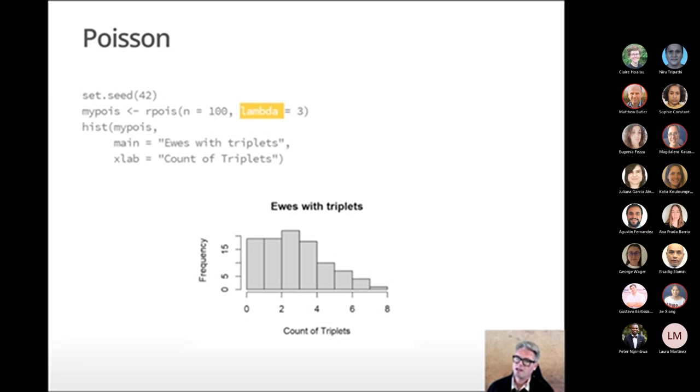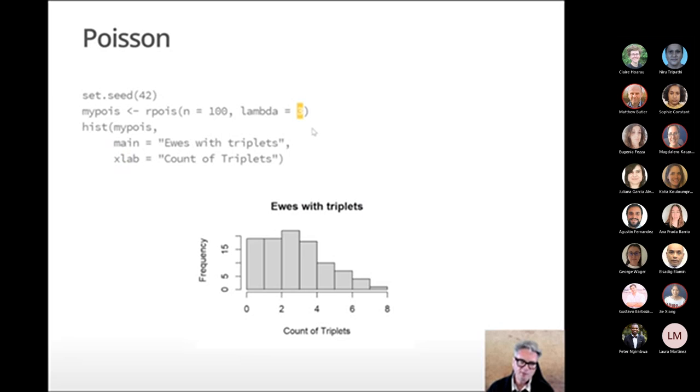All right, so let's make a histogram. I've set the histogram data parameter to my pois, the vector of values that I simulated. I've gone ahead and set a title with the main argument and the x label with the xlab argument. So this is kind of what a Poisson distribution looks like. The mean of this sample should be around 3.